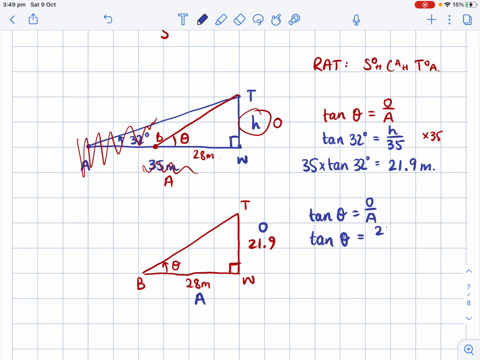I don't know what the angle is this time, but the opposite is 21.9. The adjacent is 28. And if I want to find out the angle, I have to undo tan, which is to use inverse tan. Go to your calculator and type that in. So shift tan 21.9 over 28, and you get 38.0 degrees.